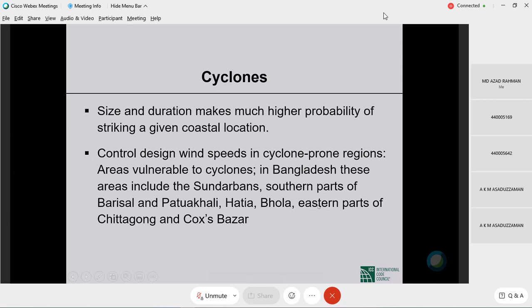The eastern part of Chittagong mystifies me. The eastern part of Chittagong borders on India and Burma. It's totally landlocked. It is the western part of Chittagong that is on the Bay of Bengal. So I kind of wondered about the eastern part. Anyway, I believe they mean western. Why it is said eastern, I don't know. Anyhow, this is the definition of cyclone-prone region: the Sundarbans, southern parts of Borishal, Patuakhali, Hatia, Bhola, eastern parts of Chittagong, and Cox's Bazar.